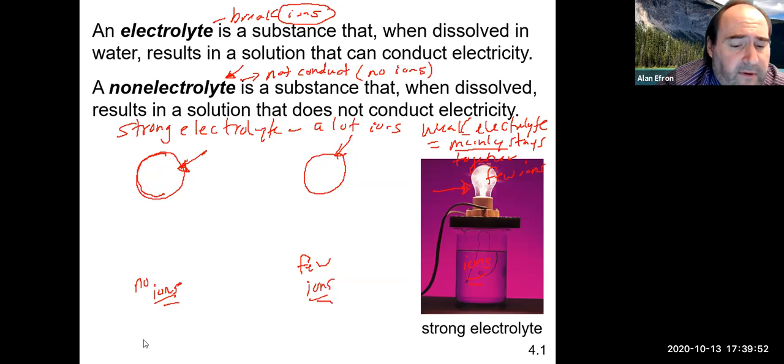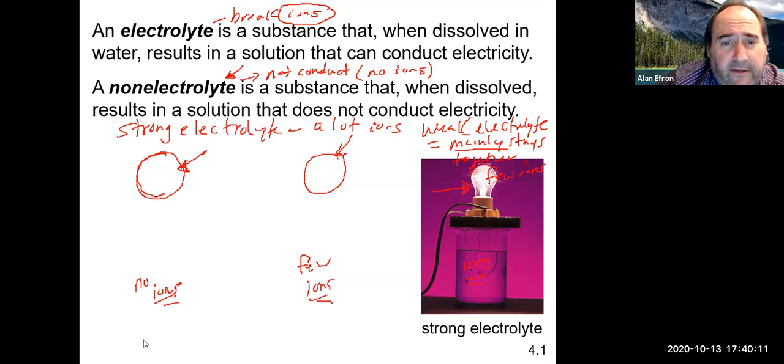So, for example, if you took one of these light bulbs with the electrodes and you stuck it into pure water, just pure water, H2O, nothing else in there, water itself is actually a pretty bad conductor of electricity because it really has no ions floating around in it.